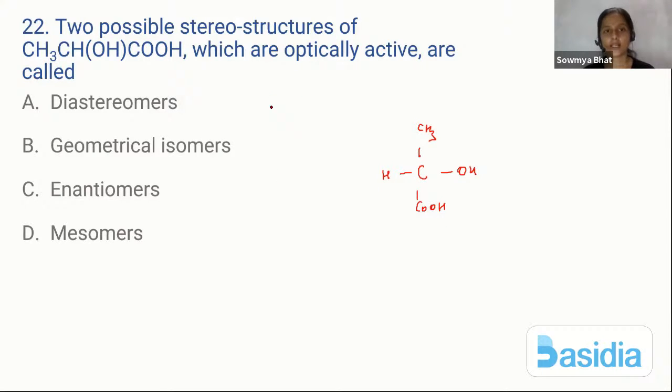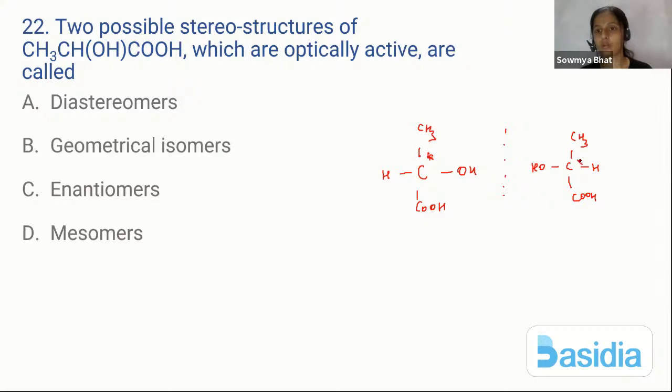Now let us see what these answers are. What are the options? Diastereomers. Diastereomers refer to the 2 different compounds which are not the mirror images of each other, but they are optically active. So here there is only one chiral center. What you can do is, the other way to write the structure is just interchange the position of OH and H. This is the only option which you have.